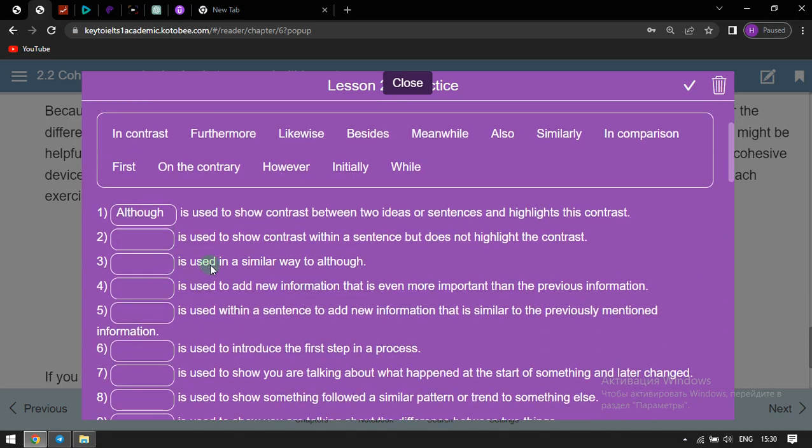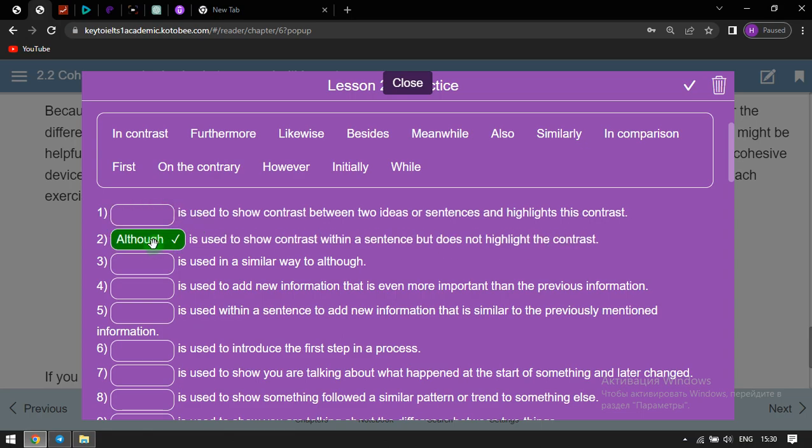Hop. Is used to show contrast within a sentence, but does not highlight the contrast. Within a sentence bo'lsa, mana bu within a sentence, bu gapni ichida bo'ladi. Bo'ldi. Bu gapni tashqarisida bo'lishi kerak ekan. Sentence and highlights this contrast. Maybe however. Yes, is used in a similar way to also. Also bilan bir xil holatda ishlatiladi.